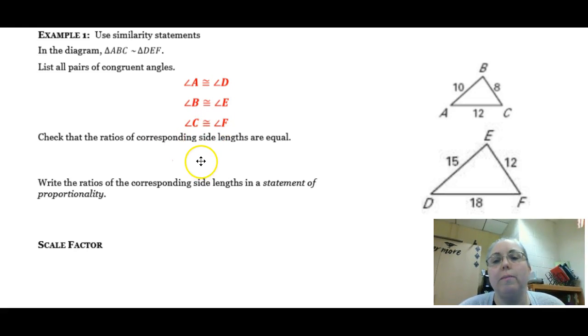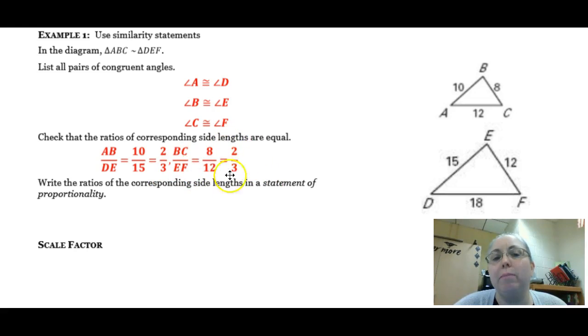The next thing we need to do is make sure that our corresponding side lengths are in proportion, or that the ratios are equal. So I'm going to set up my proportion, and if I look at AB to DE, that's 10 over 15, which simplifies, make sure you're simplifying, to 2 over 3. BC to EF simplifies to 2 over 3, and CA to FD also simplifies to 2 over 3. So all of my side lengths simplify to the same proportion. They are the same proportion.